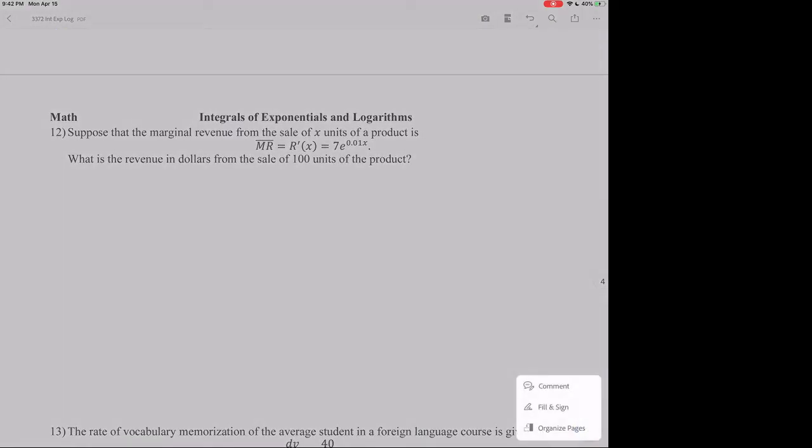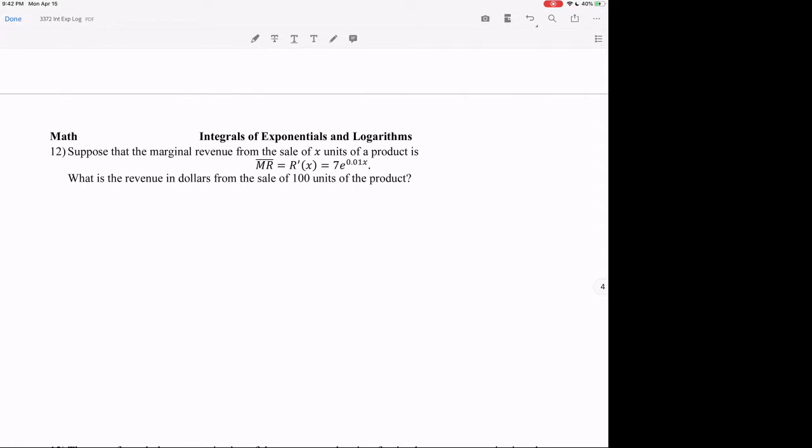All right. Word problem. Yay! Suppose that my marginal revenue is given by that equation. What is the revenue in dollars from the sale of 100 units of products? All right. So I have to assume that my revenue of 0 equals 0. So r of x equals the integral of MR dx, or that's the integral of r prime of x dx.